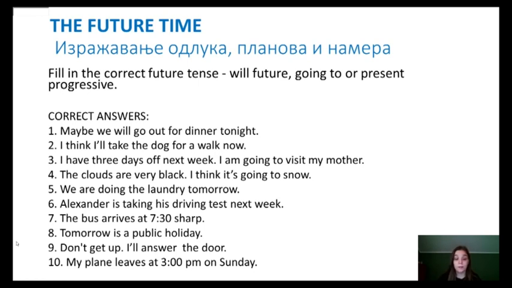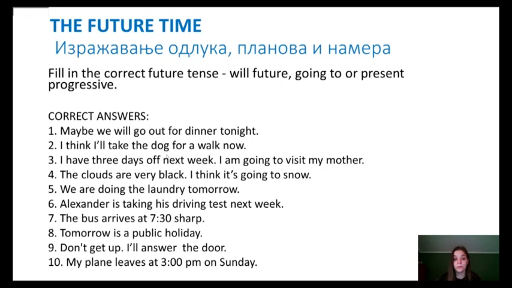8. Tomorrow is a public holiday. Also, it's some kind of a timetable. It's scheduled. It's always at the same time of the year. 9. Don't get up. I'll answer the door. This is a spontaneous decision. We are volunteering, so to say, to do something. And the last one is my plane leaves at 3 p.m. on Sunday. Again, we have a timetable, a fixed future event.